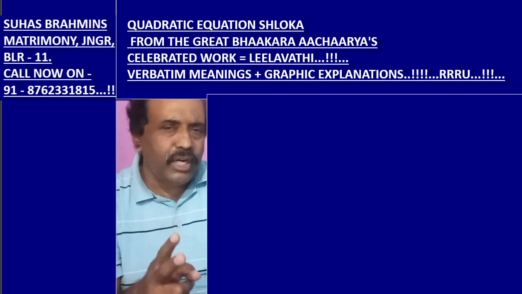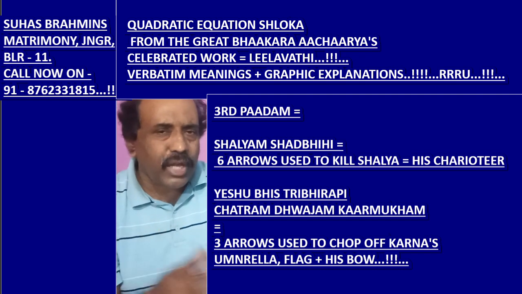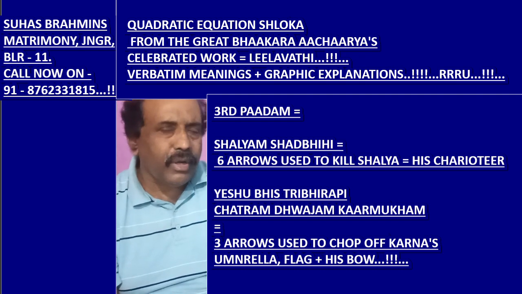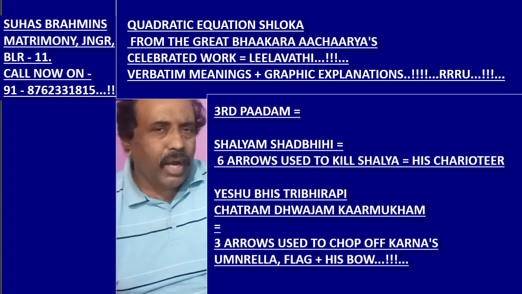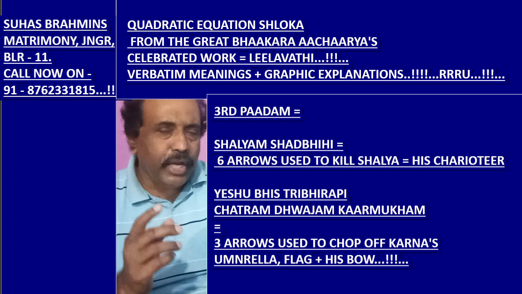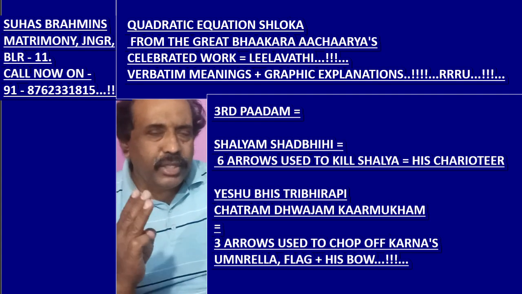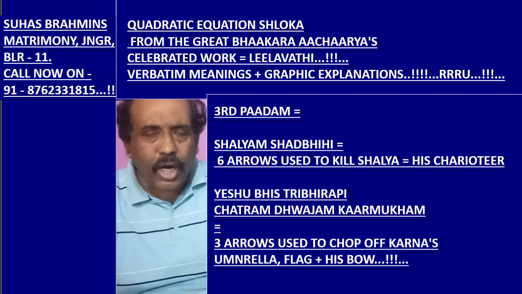So Shalya was killed by Shadbhi, means 6 arrows he used to kill Shalya. He was the charioteer. He was also the maternal uncle of Arjuna. He killed him by using 6 arrows. Shalyam Shadbhir. Atha Yeshu Bhitribhirapi. We have to divide this compounded word. Atha means afterwards. Yeshu Bhitribhirapi. From the remaining arrows, Tribhirapi, 3 was used to chop off Chhatram, Dhvajam, Karmukham.